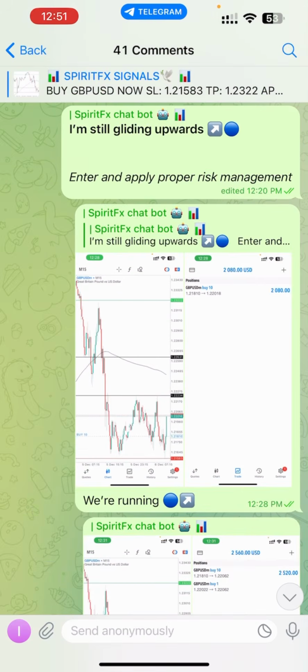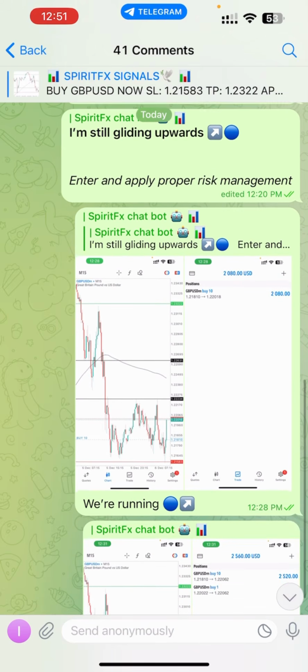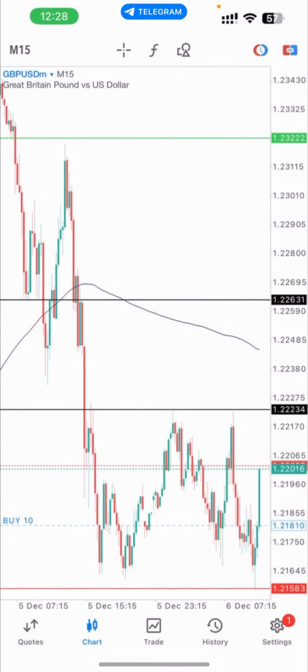I said, guys, enter now again. And see, immediately I told them to apply that and enter now again. I'm still gliding upwards. Enter again. It started buying up. Look at this chart. It shows that it started buying. I didn't even enter too early. It shows that it started buying.